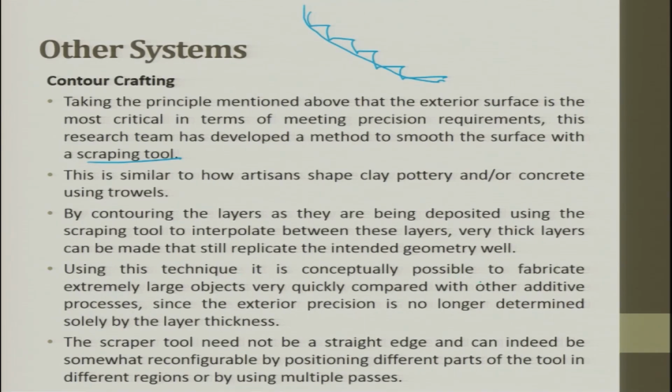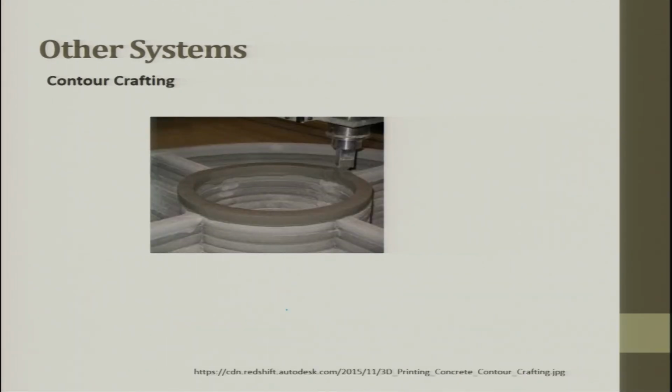Using this technique it is conceptually possible to fabricate extremely large bodies very quickly compared with the other additive processes. Since the exterior precision is no longer determined solely by the layer thickness, the scraper tool need not be straight edged and can indeed be somewhat reconfigurable by positioning different parts of the tool in different regions or by multiple passes. Basically, you are trying to smoothen the surface. So, this is what contour crafting is. And today what people also talk about is something called 3D concrete rapid tooling. So, almost the same technique is used in contour crafting.